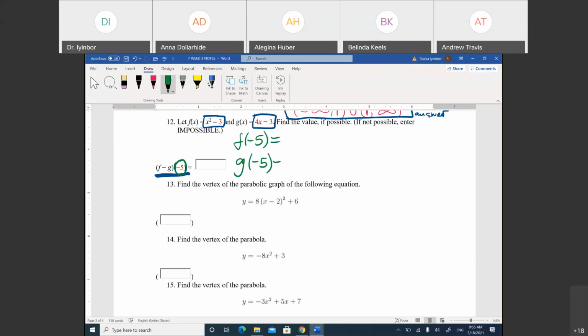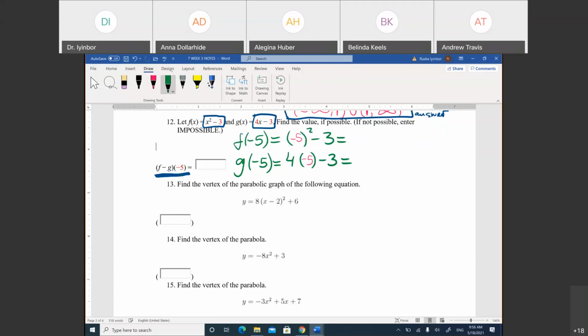You're going to plug it in both of the functions, right? And then you're going to copy the function and plug it in. So the first function f was x squared minus 3. And then the function g is 4x minus 3. So this is how you plug in a number. You copy the function, but you put parentheses for x. And then inside the parentheses, you put whatever number they give you. In this case, they give me -5. Okay? And then you're going to simplify.